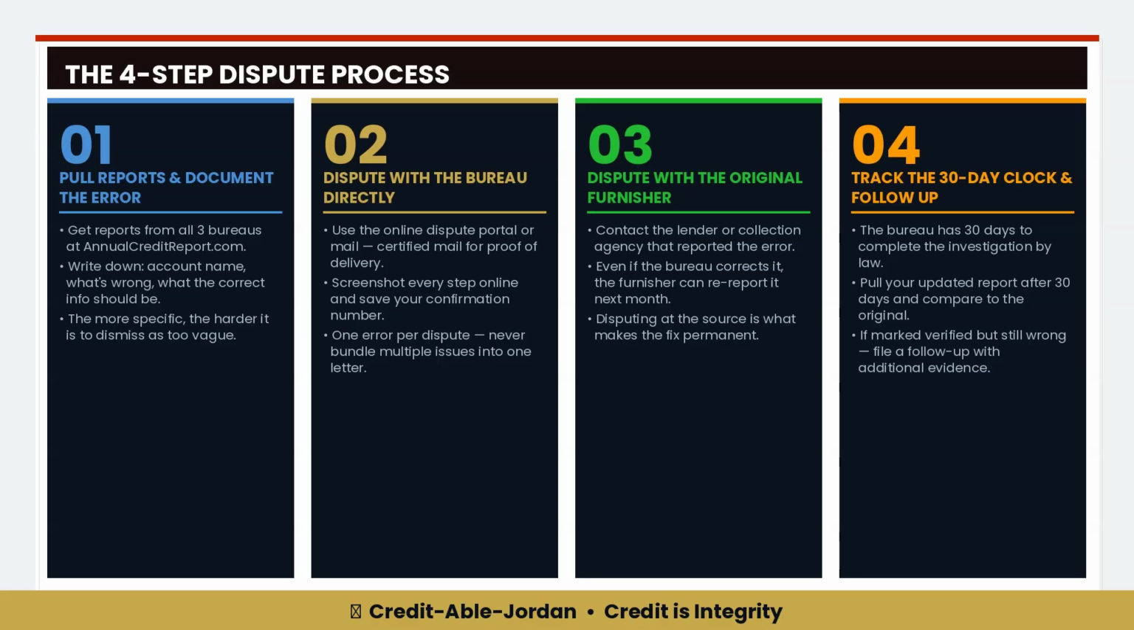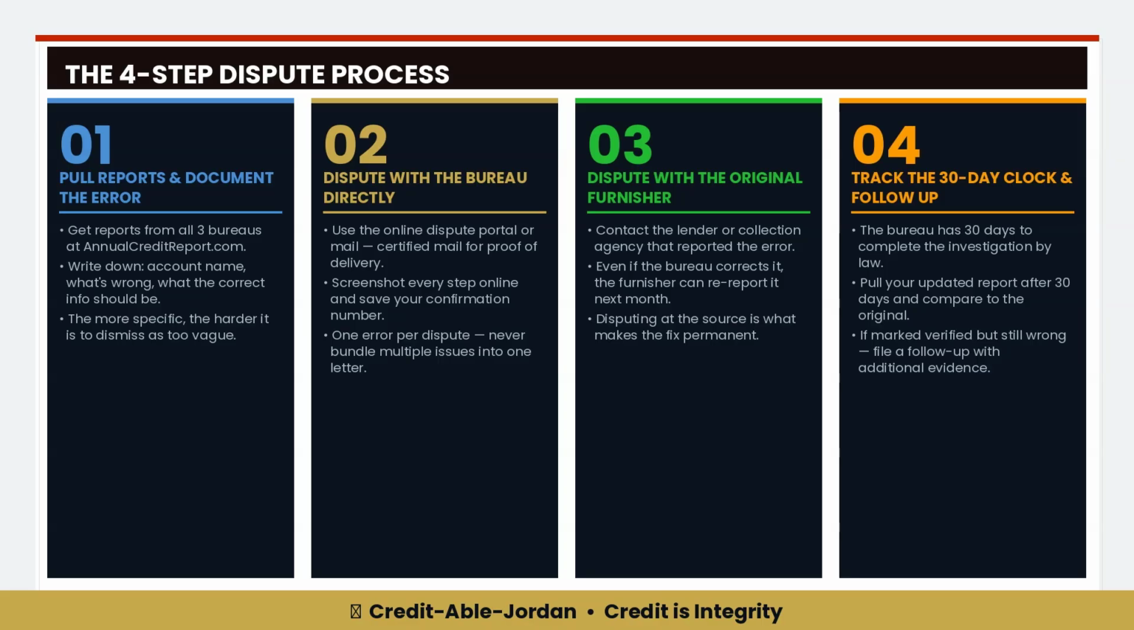Step 2, you want to dispute with the bureau directly. Each bureau has an online portal. Experian, Equifax, and TransUnion all have them. You can do this by mail, or you can do it online. You want to screenshot every step and save your confirmation number. If you do dispute it by mail, you want to send it by certified mail so that you have proof that it was delivered. One error per dispute. Don't bundle everything into one letter. Be specific and document it. Single-issue disputes are what the system is actually built to respond to.